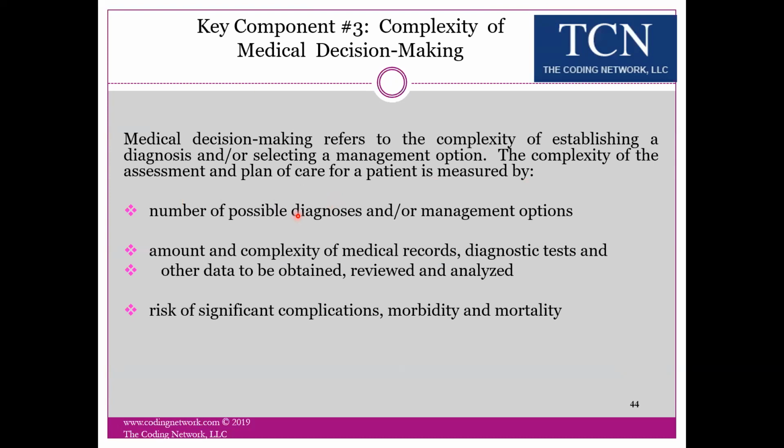And again, I'll point out some key pieces of information that are important to document. So there's this one table that's called the number of possible diagnosis and management options. There's a second one looking at the complexity of maybe diagnostic tests that you ordered or reviewed. And then the third is what they call a table of risk that just has examples.